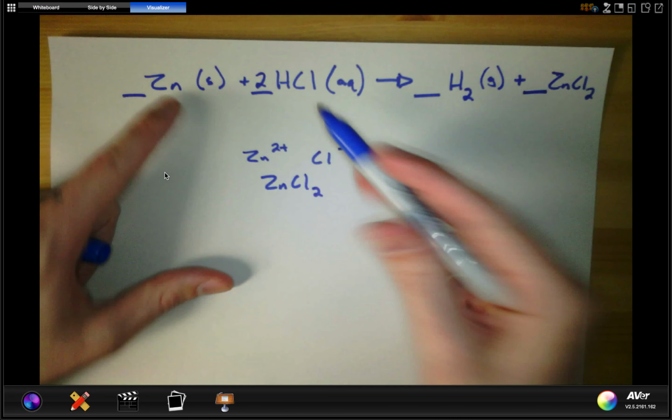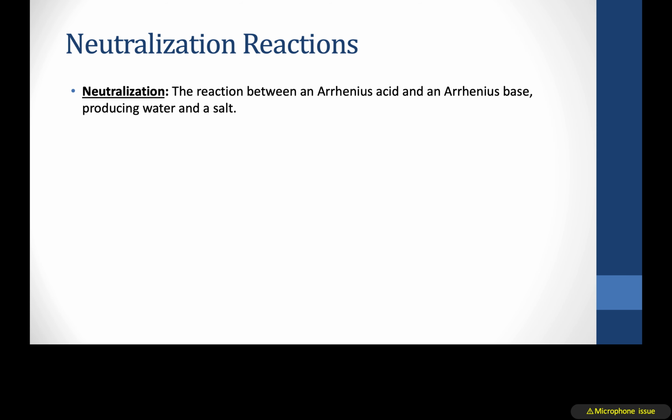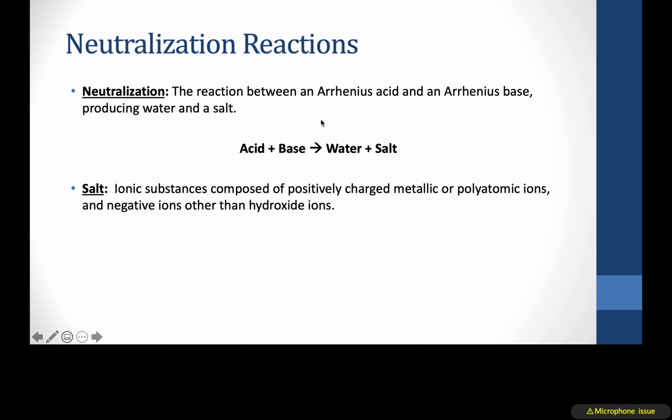So that was a reaction between an acid and a metal. Now we're going to talk about neutralization reactions. Neutralization is the reaction between an Arrhenius acid and an Arrhenius base, and it always produces water and a salt. Now, here's that word salt again. Most people think salt, they think table salt. Well, yeah, that can be one type of salt. And there's the formula: acid plus base makes salt and water.